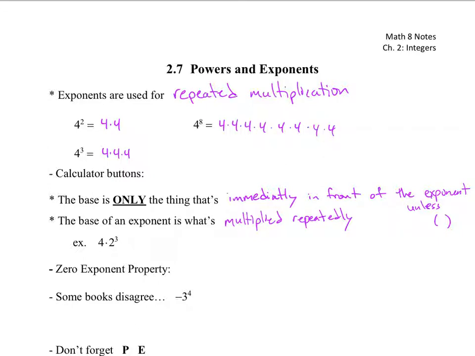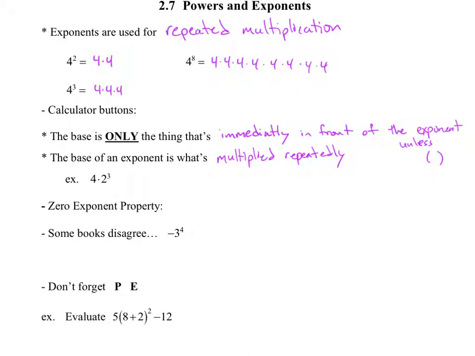So what do I mean by only what's exactly in front? If you look at this example here, 4 times 2 to the third power. What's immediately in front of the exponent? The number 2 is immediately in front of the exponent. So this is the same as 4 times 2 times 2 times 2. It's not 4 times 2 to the third like that. If you had parentheses, then you would do the 4 times 2 first. See the difference between the two? This is not what it is.